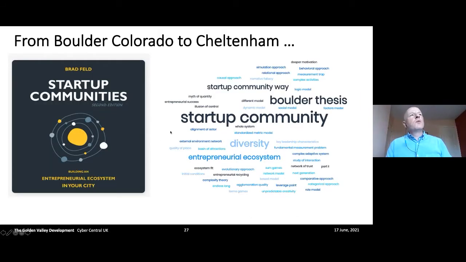The other model that we like is the startup communities. So Boulder, Colorado is very similar to Cheltenham. It's 100,000 people. It's got government agencies like NIST and NOAA. It's got large tech companies like IBM and others, and a great entrepreneurial density and high tech communities, big enough to be interesting and small enough for everybody to know each other. And it feels like that's what we have here in Cheltenham and Gloucestershire.